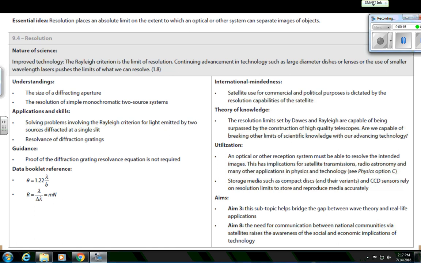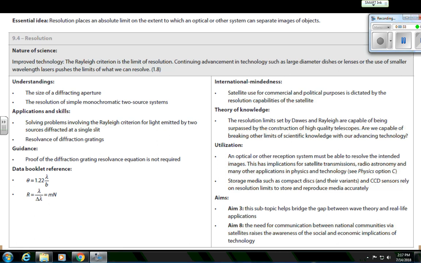Resolution places an absolute limit on the extent to which an optical or other system can separate images of objects. That's what resolution means. Can you see two distinct things as being distinct, or do they meld and merge into one, appearing to be one object? That's the idea of resolution. Note the nature of science: it has to do with improved technology.